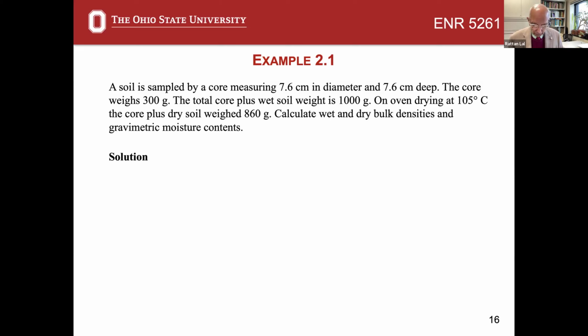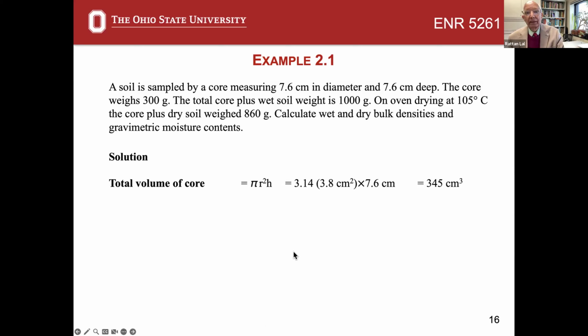Going back to those equations, the total volume of the core is pi r square h. Pi is 3.14, r is 7.6 divided by 2, which is 3.8. You square it, centimeter square. By the way, do not forget the unit. Pi has no unit, but 3.8 centimeter you put and square it, and 7.6 is the height, so put centimeter. Don't forget the unit.